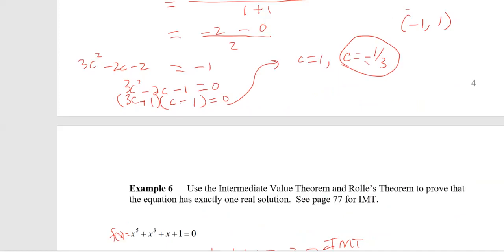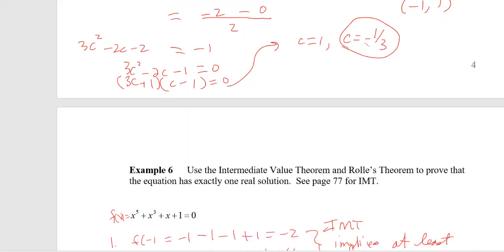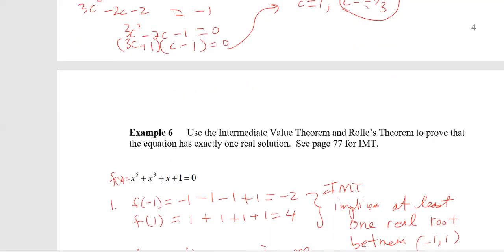Okay, here it is. Example 6. Use the intermediate value theorem and Rolle's theorem to prove that the equation has exactly one real solution. What I'm going to do is call this f of x, first of all. I'm going to notice, just kind of randomly pick these two numbers, -1 and 1. And I evaluate, and I realize this one's negative, that one's positive.